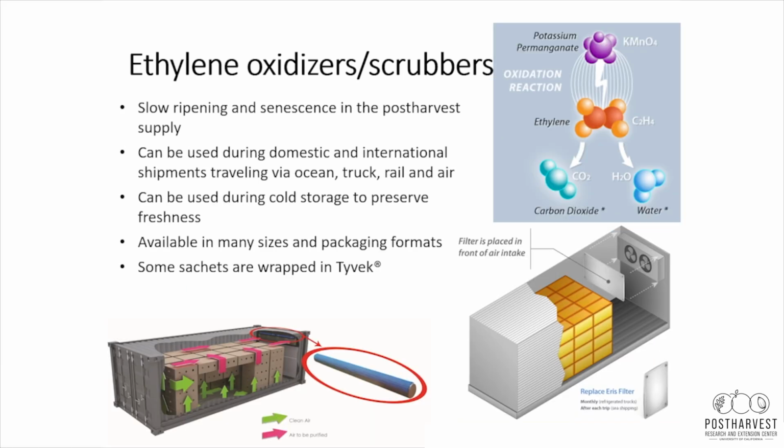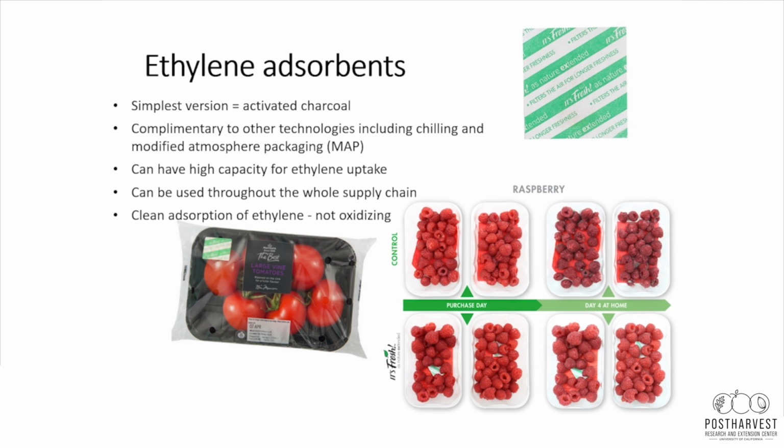More examples here. Filters. Ethylene adsorbents. These do not oxidize the ethylene in the room, they just adsorb it. And the simplest version of these is activated charcoal. They can act complementary to other technologies like cooling or modified atmosphere packaging, and they potentially have high capacity for ethylene uptake. They can be used throughout the supply chain, and as I mentioned, they only adsorb the ethylene and they don't oxidize it. At the bottom here, you see an example of raspberry.